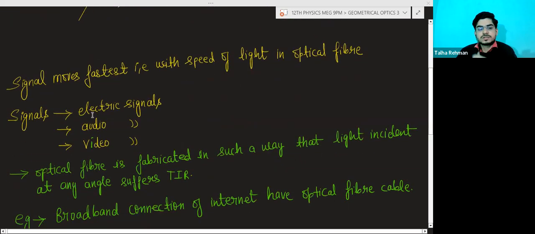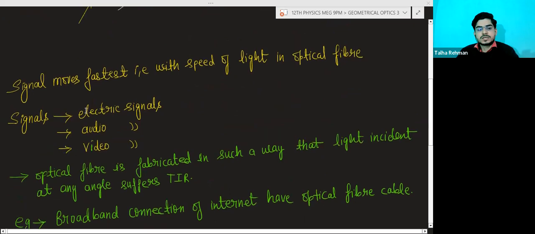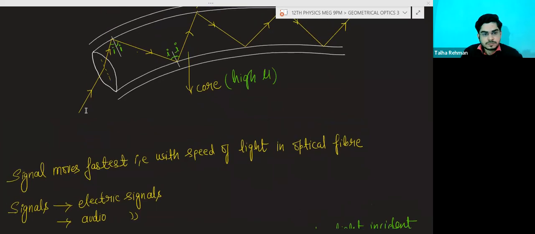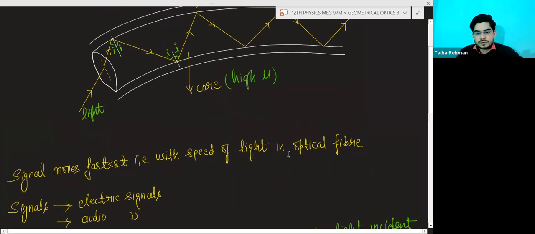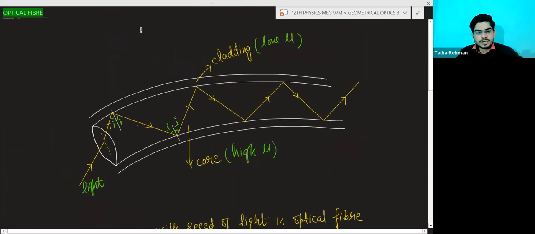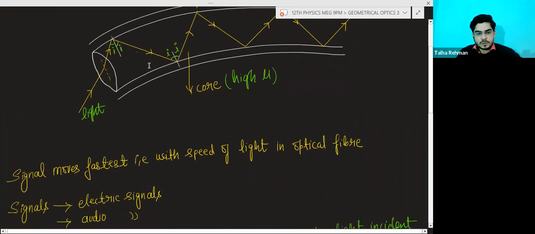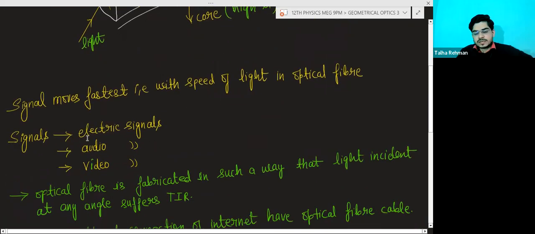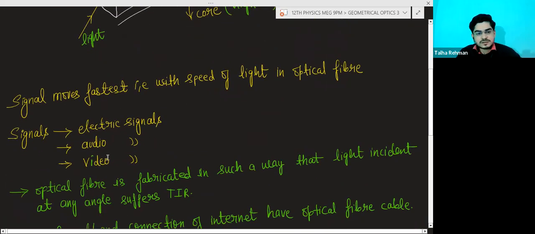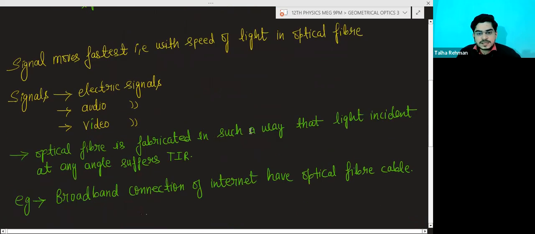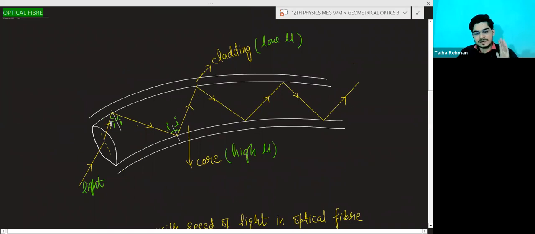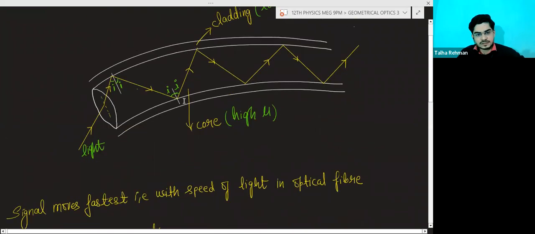So now this is the light signal, basically a light ray. The signal moves fastest, that is with the speed of light, in optical fiber. In this optical fiber the light ray suffers total internal reflection. Signals can be electrical signals, audio signals and video signals. And one thing more, this optical fiber is fabricated in such a way that light incident at any angle always suffers total internal reflection like this.